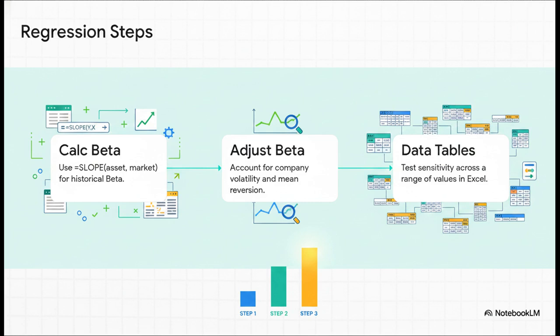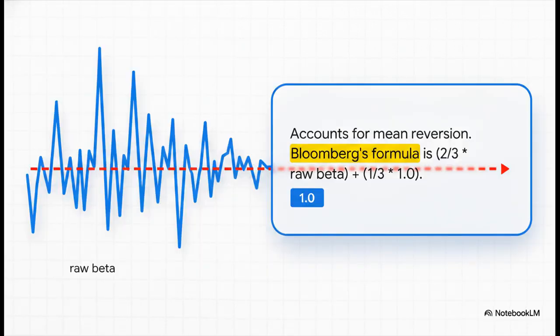Let's look a little closer at step 2 because honestly, it is a total game changer. See, if you just use the raw historical beta, you're going to make a pretty big mistake.